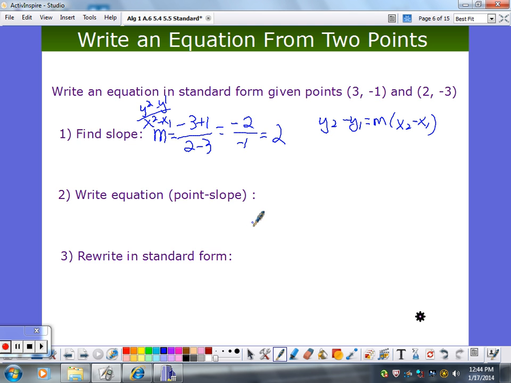Which point do you want to use? You have to pick one. 3, negative 1. She said it first. Y minus y1, y1 is negative, so that's a plus. Slope is 2. X minus 3. Distribute, and subtract 1.